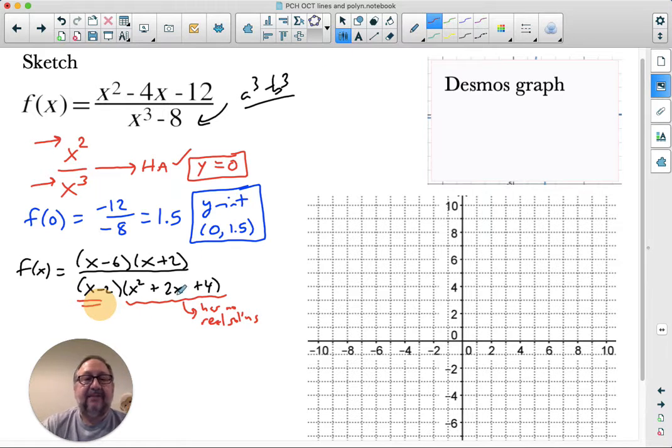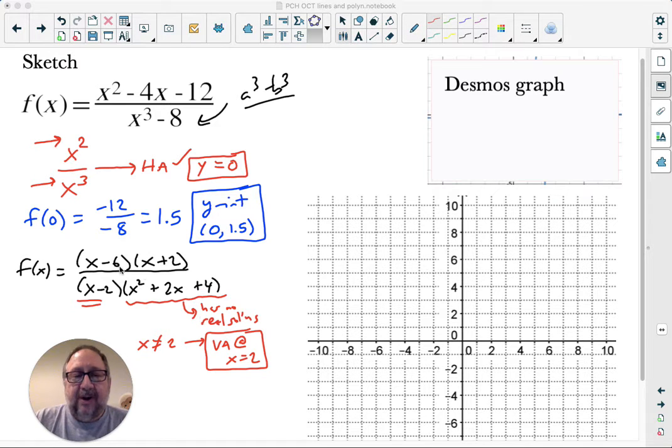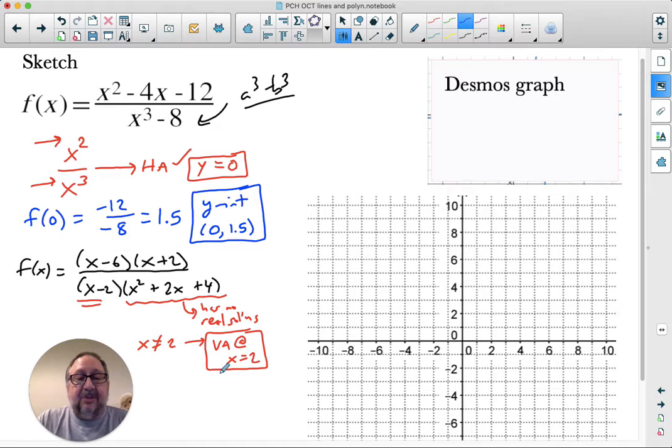And here's what we get out of this. We get the fact that the denominator x minus 2 means that x cannot equal 2, but that's where we're going to get a vertical asymptote. And the numerator gets us our x-intercepts. And our x-intercepts look like they come at x equals 6 and x equals negative 2.